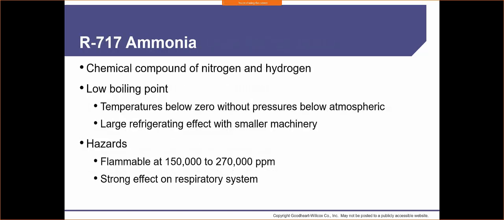We also have ammonia. Ammonia is used in different applications, mostly in the industrial sector. It's a chemical compound of nitrogen and hydrogen, and it has a low boiling point. So it's got temperatures well below zero without pressures below atmospheric. It's going to be used in a lot of freezer applications, making sure that things get really cold and stay cold. It's got a large refrigerating effect with smaller machinery.